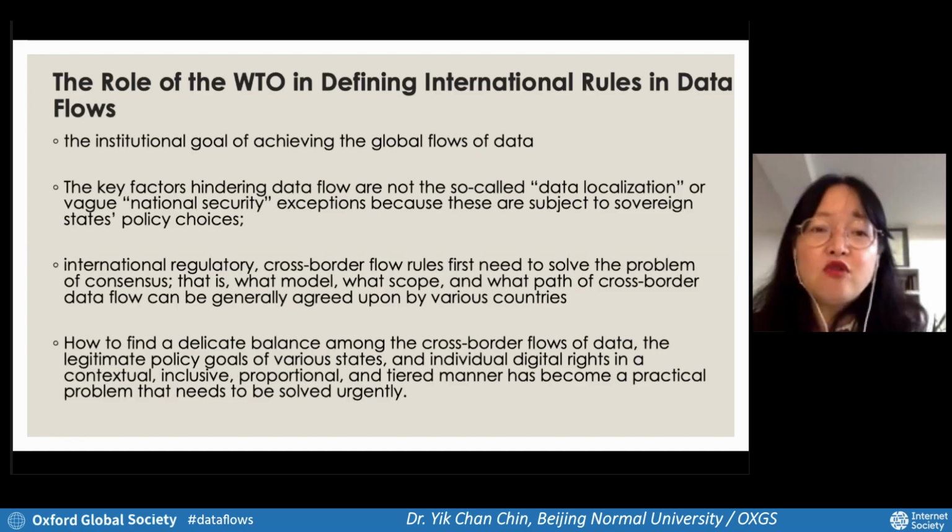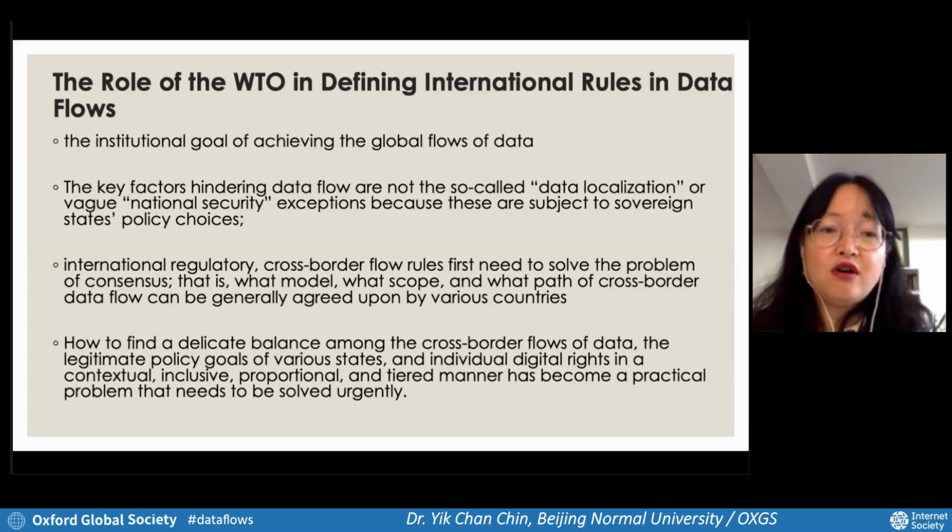So there's a role of the WTO in defining international rules in data flows. As I said, it's very difficult because the negotiation in the WTO is very slow. So first of all, for establishing international regulatory or cross-border flow, we need to resolve the problem of consensus.